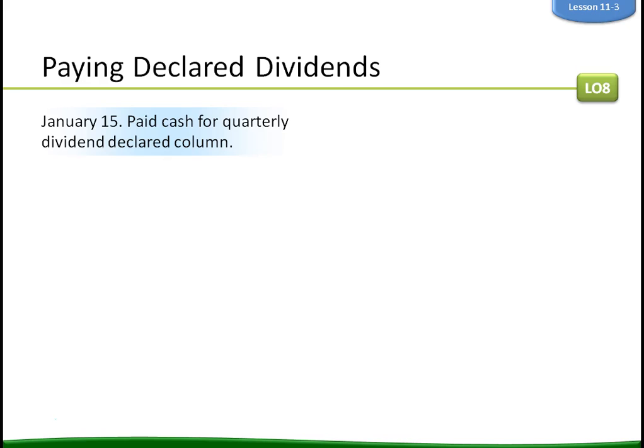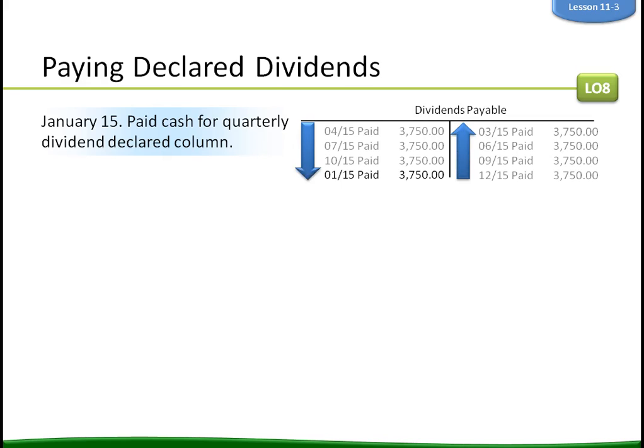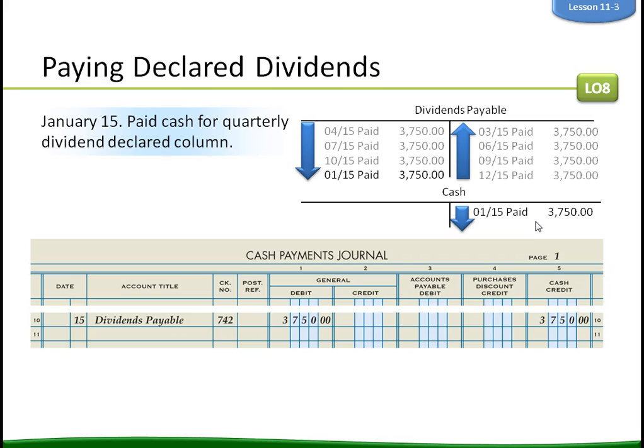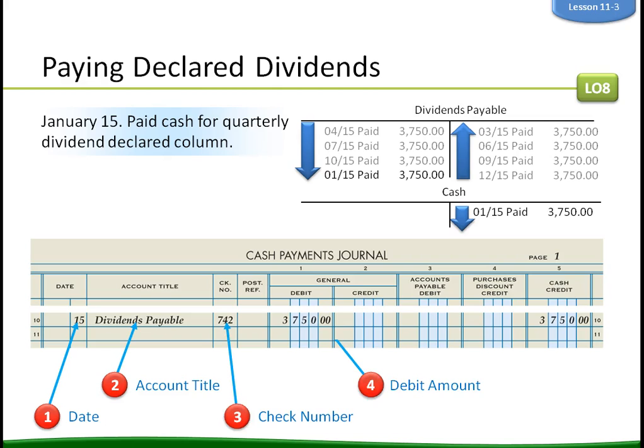On the 15th, we pay cash for quarterly dividends. Okay, so dividends payable, looks like they're doing it quarterly. So on January 15th, we pay right there, and cash decreases. So let's write it in. Cash payments journal. We haven't seen this one in a while. I'm assuming this is January, so we would make sure in our own check number, account title, dividends payable, check number, your debit amount, and your credit amount.